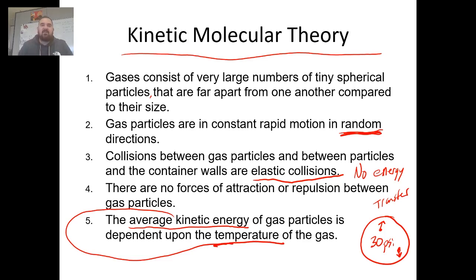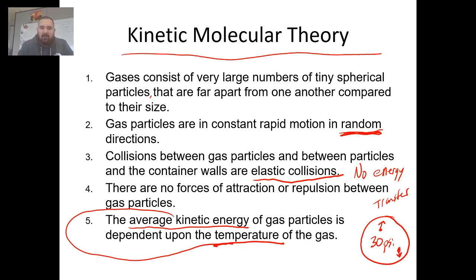All right, so these are the rules of kinetic molecular theory. What's most likely to happen on the test is you're going to see 5 options and you're going to have to choose the one that doesn't work. So as long as you know these, you're going to be okay. And if you see something that doesn't make any sense, then you'll know how to answer that one.